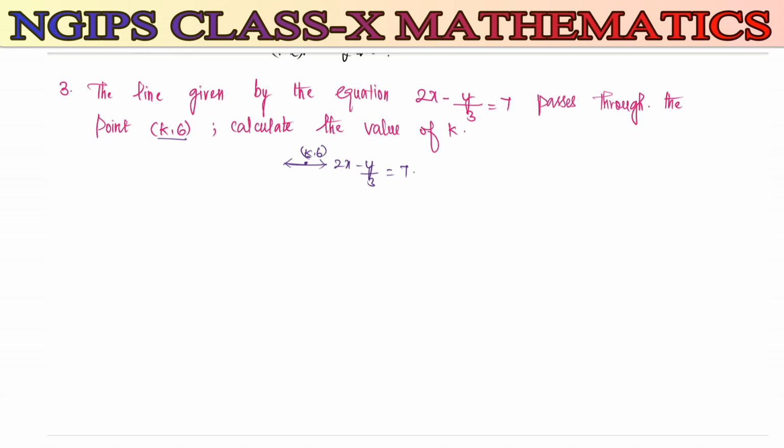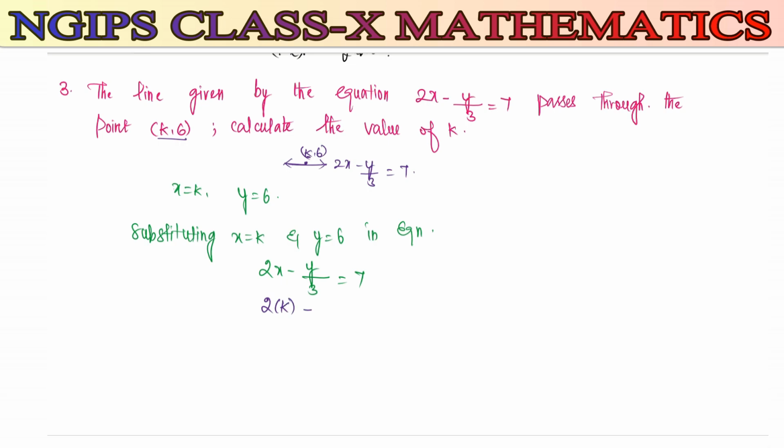I need to consider the value x is equal to k, y is equal to 6, and substitute in the given equation. Substituting x is equal to k and y is equal to 6 in equation 2x minus y by 3 is equal to 7. So x value is k: 2 into k minus 6 by 3 is equal to 7. Simplify this: 3 ones are 3, 3 twos are 6. So 2 into k, 2k minus 2 is equal to 7.